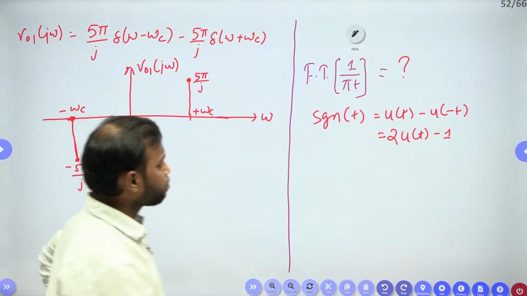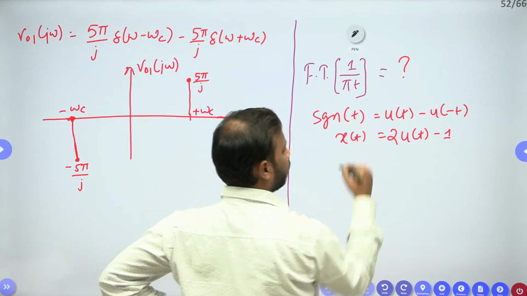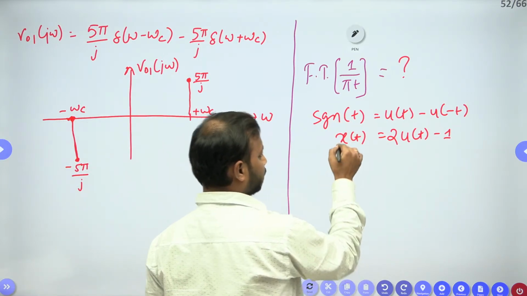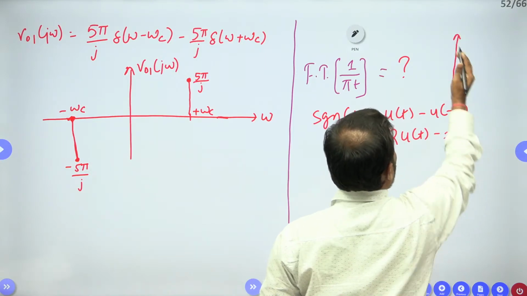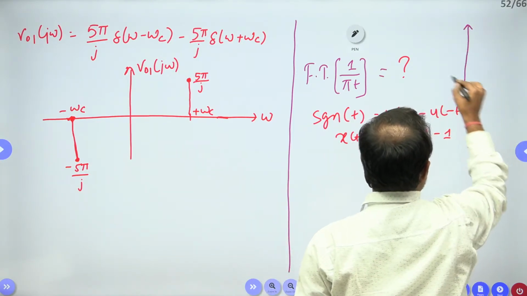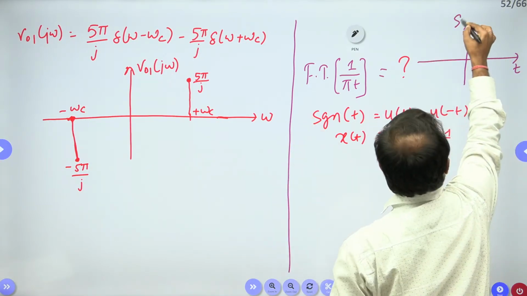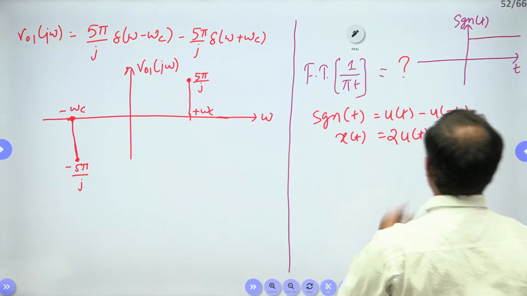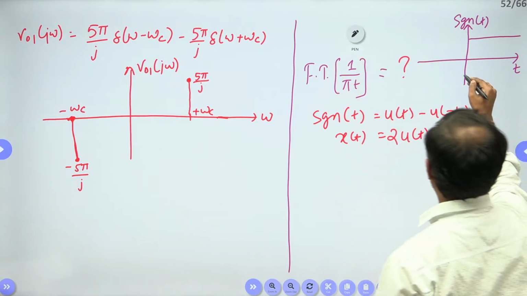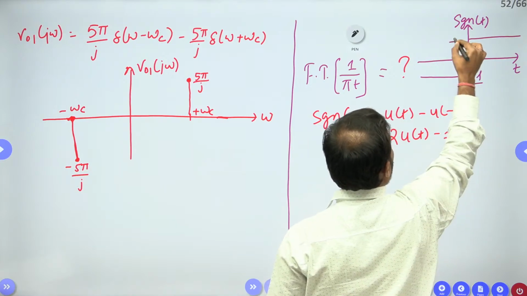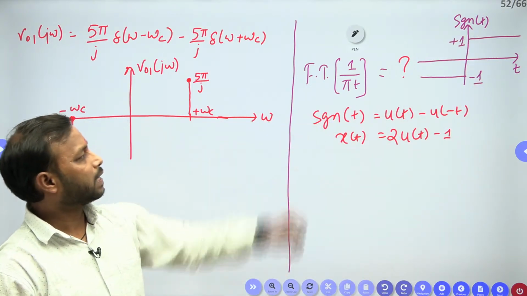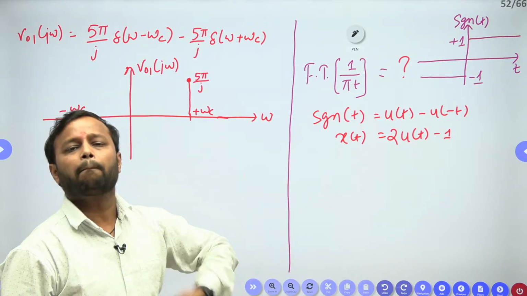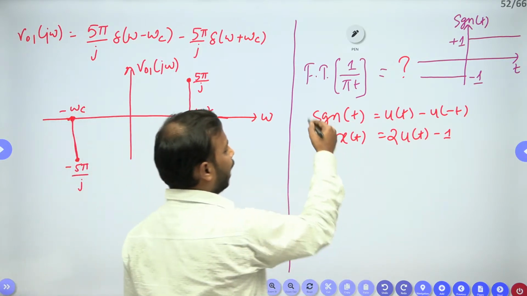All right. Let me take this signal as x of t. So this x of t, signum of t, is basically what? If you plot it against t, u of t has amplitude 1 and u of minus t means the left-hand side has amplitude minus 1. This is minus 1 and this is plus 1. So this is the representation of the signum. Now, this signum of t can be written as 2u of t minus 1 because u of t plus u of minus t is 1. So I have taken signum of t as x of t.